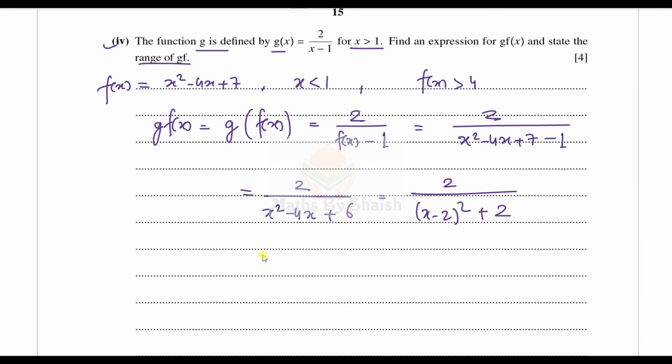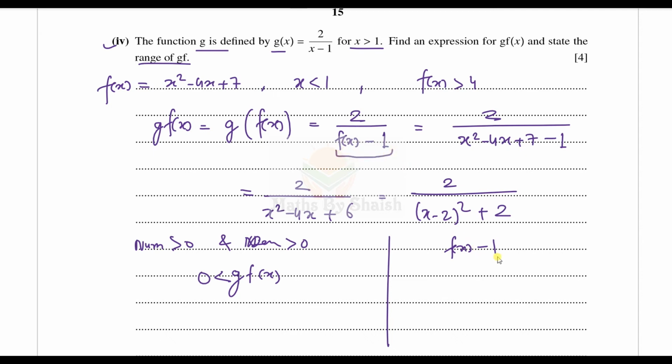Now we have to decide the range. We know it is always going to be positive. The numerator and denominator are both going to be greater than 0. So first, gf(x) is always going to be greater than 0. Now we have to decide the upper bound, the limit for the maximum value. Since f(x) is greater than 4, I'm going to take the help of this line.